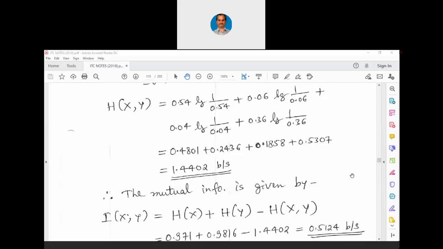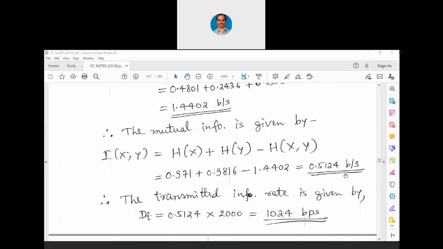Remaining is noise. So now Dt, the transmitted information rate, is given by Dt equals 0.5124 into 2000. The source symbol rate is given as 2000 or 2 kbps. But the mutual information is only 0.5124. So we get 1024 bits per second. That is the effective transmitted information rate. Hardly 50% because this mutual information itself is around 0.5. That means out of the complete information that is transmitted at the source, about 50% of the information is received at the destination.